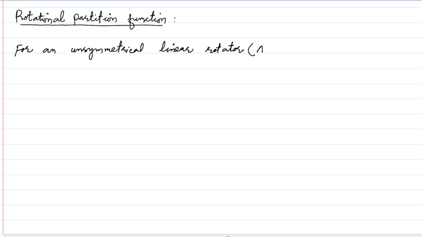Suppose AB. This just represents that it is made up of two different elements. Okay, but it is a linear rotator. The rotational energy is given by this expression.